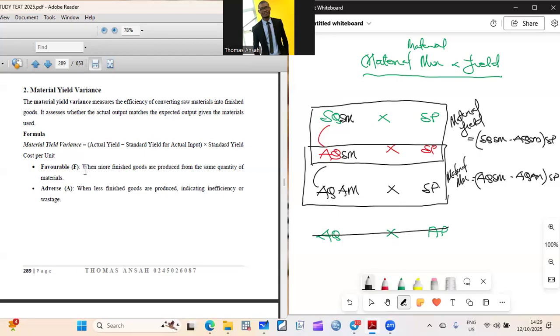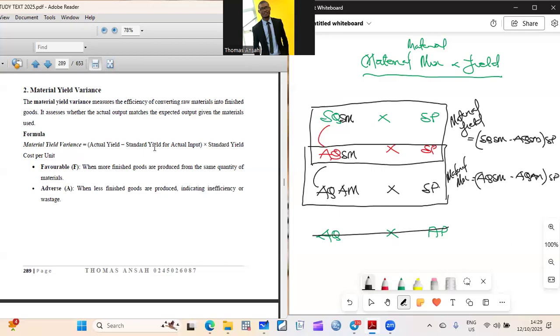Now, your standard price, cost card price. All right. Your standard, the same standard price. So that is that. So the thing is favorable when more goods are produced from the same quantity of material. So if more comes out than you expected, then it means it is favorable.